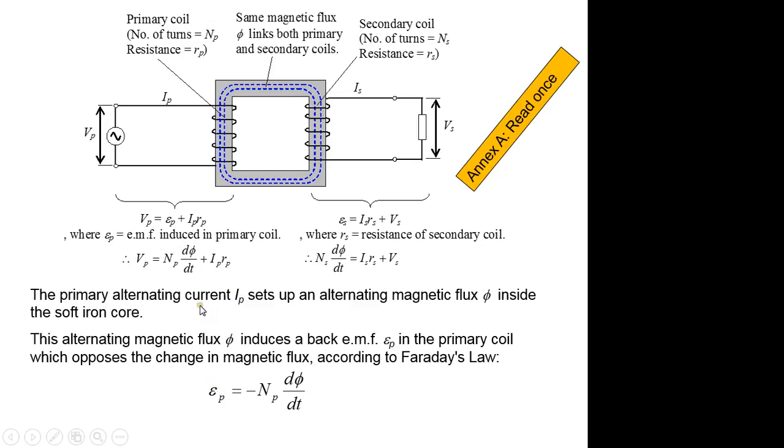Wait, this is what I just said, sorry. Right, the EMF, EP here, is given by this. If the currents are 0, if the resistance is 0 in the primary circuit, VP equals EP, which equals this.